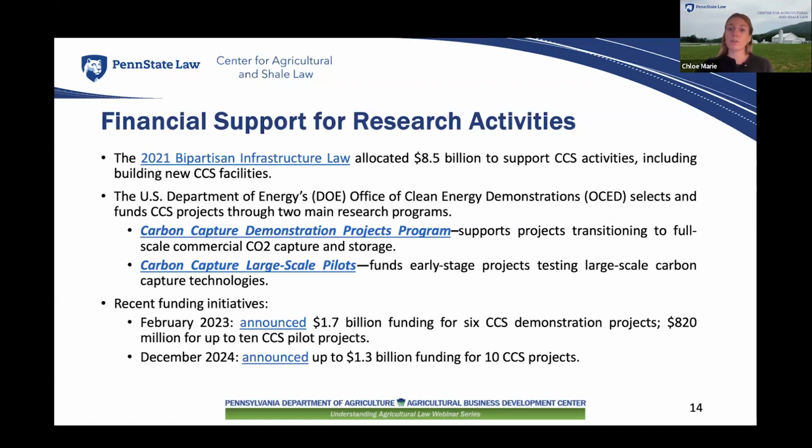First, up to $750 million for large-scale demonstration projects at 1 coal-fired power plant and 2 industrial facilities. Second, up to $450 million for pilot projects testing new carbon capture technologies. And third, up to $100 million for planning and designing shared CO2 transport and storage infrastructure. So the deadline for final submissions is July 1st, 2025, with awards expected between November 2025 and March 2026.